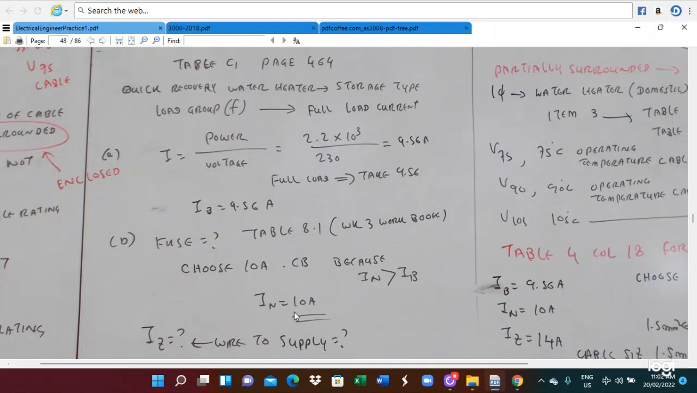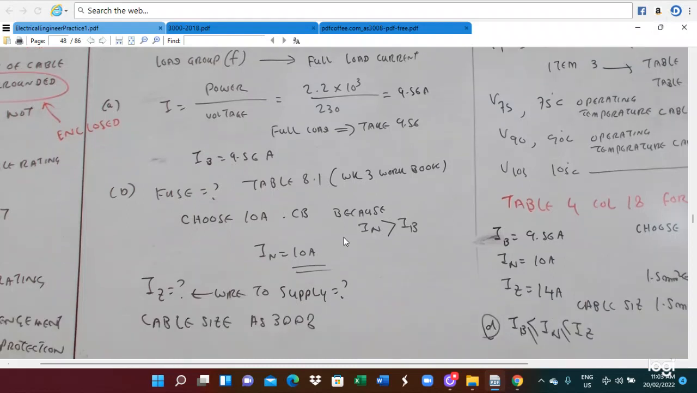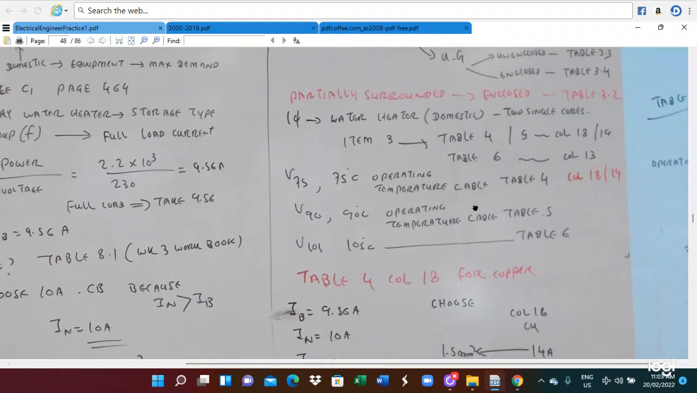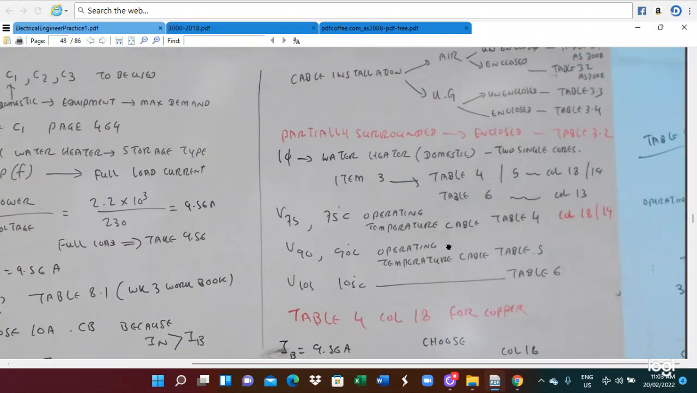In this case, the nominal current is IN. The circuit breaker rating is 10 MVR, and that is greater than the maximum demand current. So 10 MVR is greater than 9.5, so we have to discharge the pipe. And also the IZ, we have to find out the impedance.